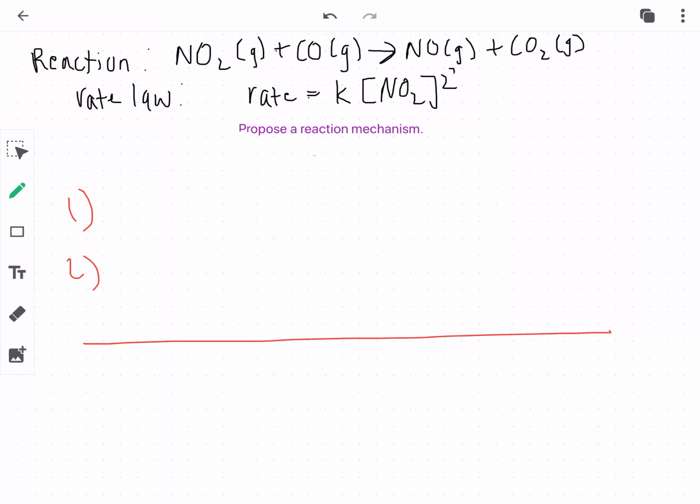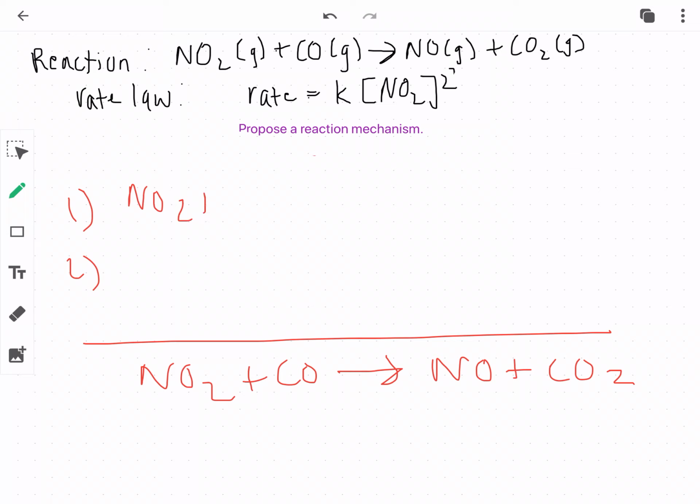Keep in mind that it has to equal the overall equation, which is NO2 plus CO, which goes to NO plus CO2. And since it's second order with respect to NO2, it's reasonable to think that there are two NO2 molecules for the rate determining step, or the slow step. It's NO2 plus NO2.